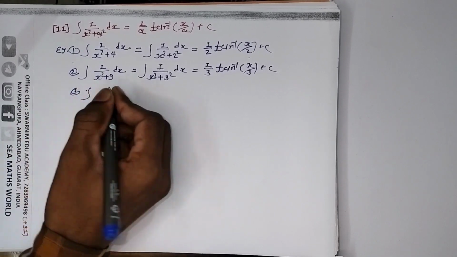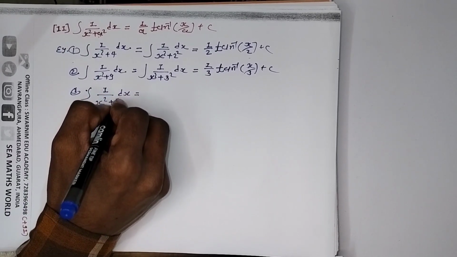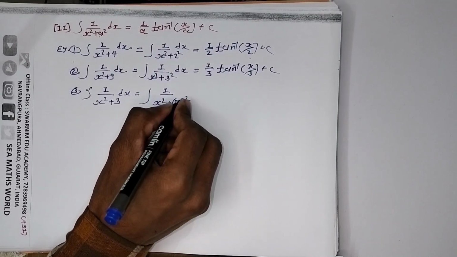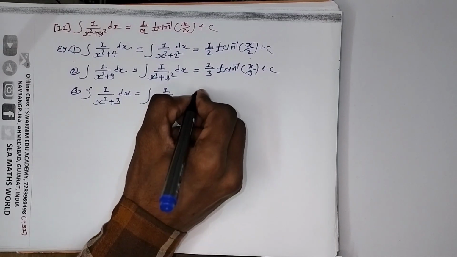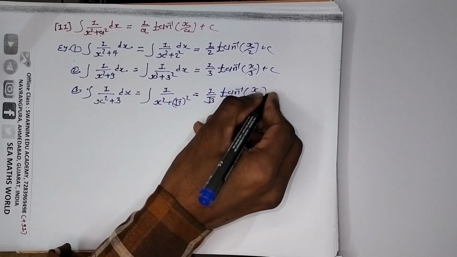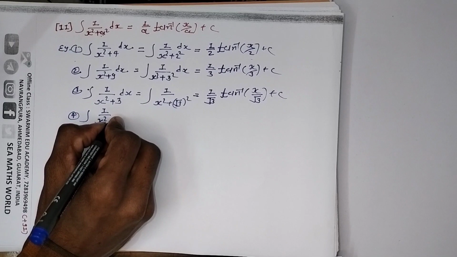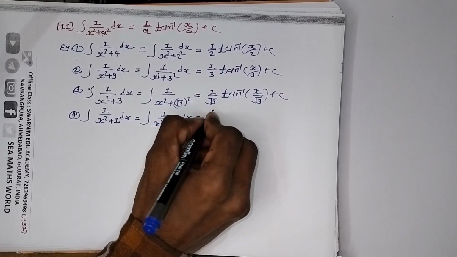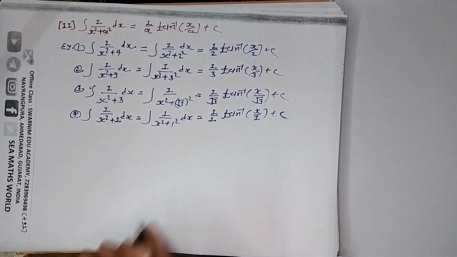One more example: integration of 1 upon x square plus 3. We have to convert 3 into a square form. Can we write 3 as under root 3 square? Yes, because the square and under root will cancel, so we get the original 3. Now our a will be under root 3. So 1 upon under root 3 tan inverse x upon a, which is under root 3. One more and last example: integration of 1 upon x square plus 1. Here we can write 1 as 1 square, so a will be 1. So 1 upon a is 1, tan inverse x upon a is 1. Now I think you have got this formula.